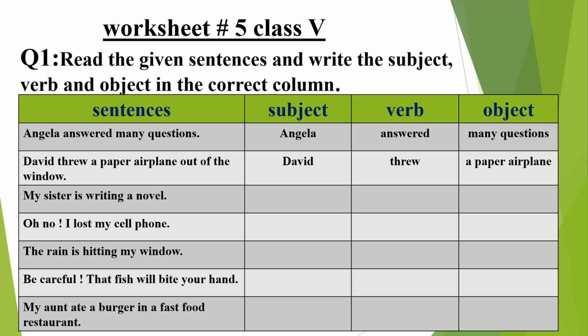Let's look at the next example. David threw a paper airplane out of the window. David is a subject, threw is a verb, and a paper airplane is an object. Now I am going to read out the next sentences, but I want you to solve it by yourself.